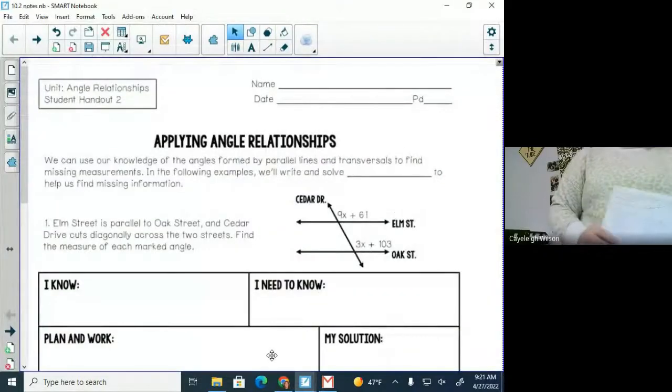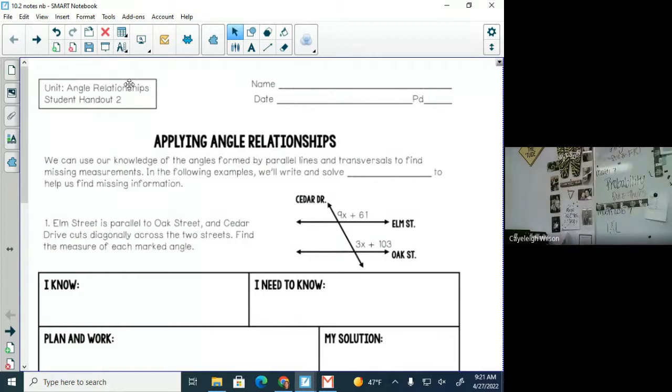Okay, today is about applying those angle relationships. So we've got 5 angle relationships here. Corresponding, which means they're located in the same exact spot.